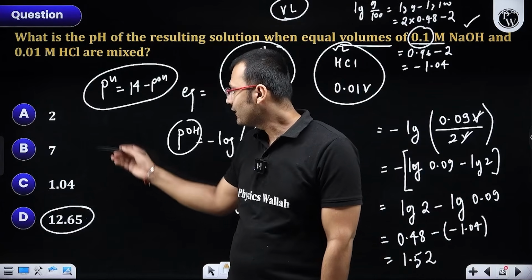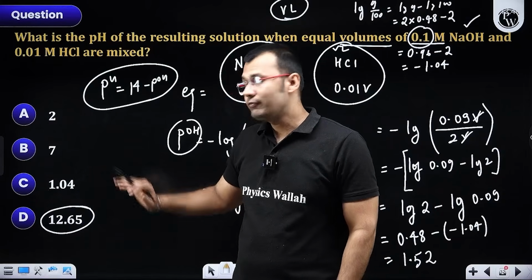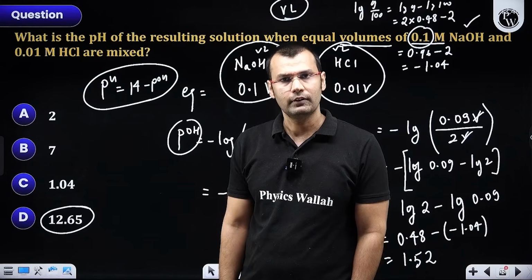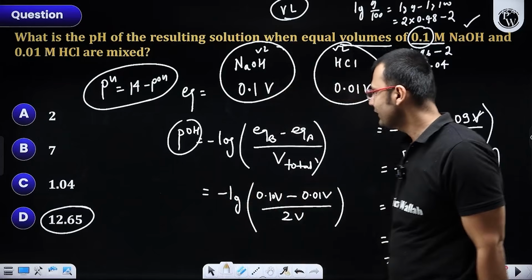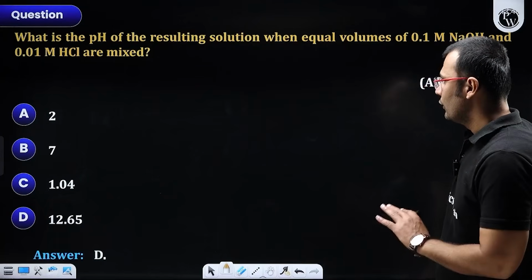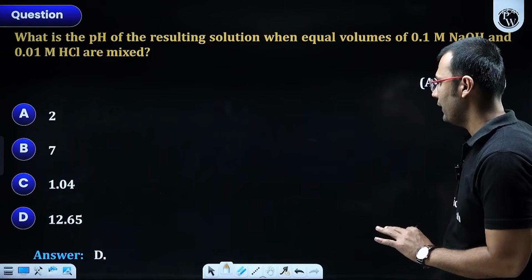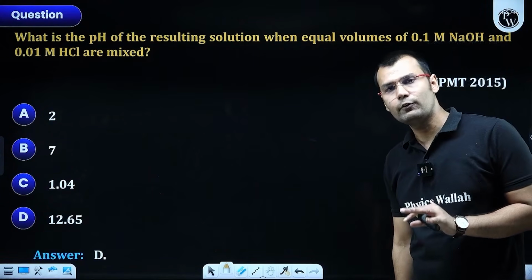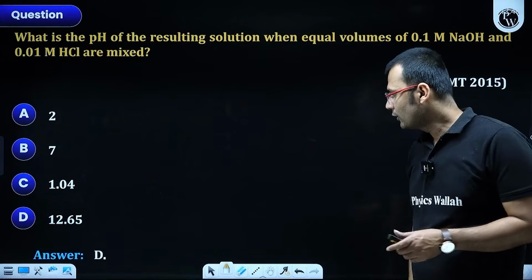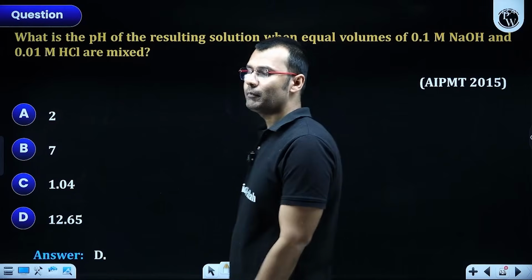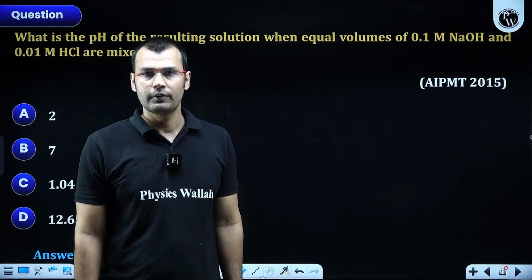But of course, if there are other options in which one value is 10, one value is 11, then you need to do the calculation, right? But I hope this type of problem, where you have to solve the pH of the final mixture of strong acid and strong base, you can solve and obtain your answer, right? So in this case, the answer will be D, and this question came in AIPMT 2015, right?